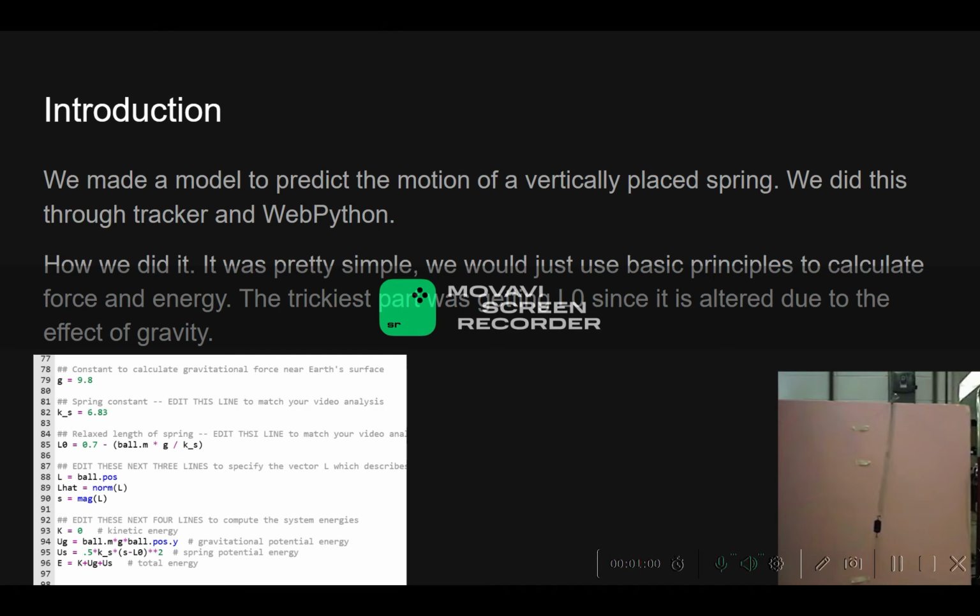Because L0 initially gives you as 0.7. However, that's with the mass hanging down and the force of gravity acting on that mass. So we subtract the distance the force of gravity causes the spring to stretch, minus L0, to find the actual equilibrium length of the spring facing down.